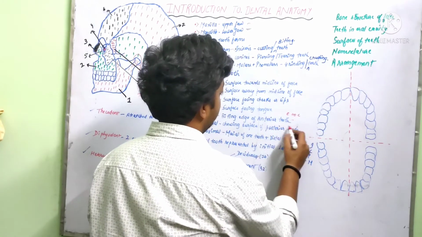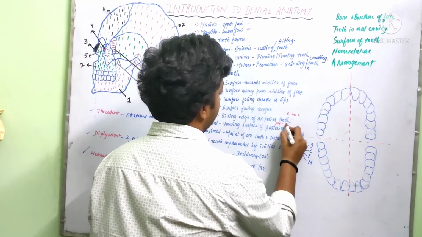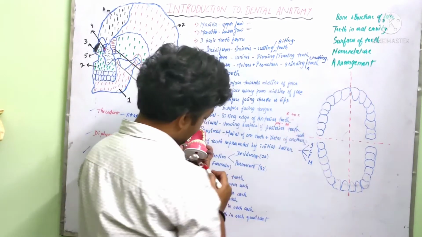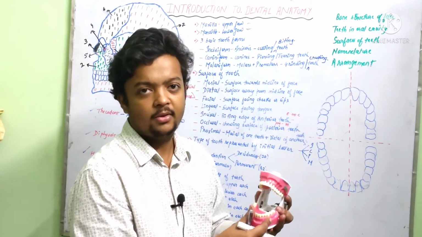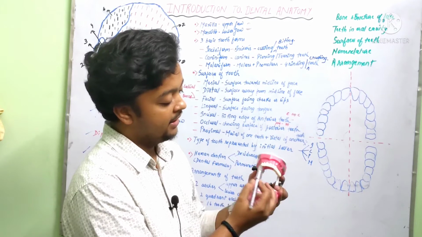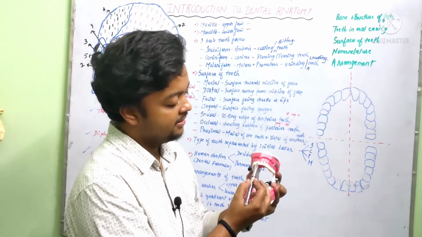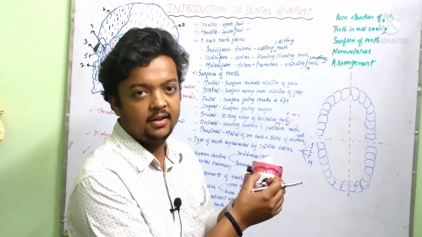Okay, and the posterior means from the premolars to molars. How come? So guys, just look here. Let us say we talk about the maxilla part. So we have the canines here. Then we have the lateral incisor, central incisor, again central, lateral and canine. So this set of teeth from canine to canine is the anterior teeth.